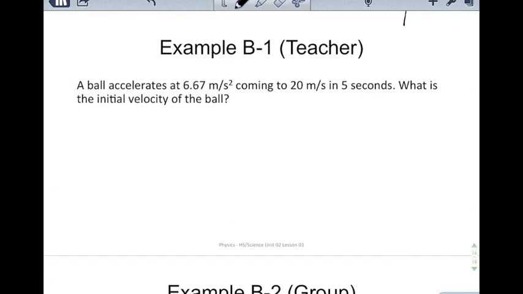All right, in this question it says a ball accelerates, and we want to look at the units. The units right there are meters per second squared, so that's going to give us an indication of what this is. Coming to 20 meters per second in 5 seconds. And then it says, what is the initial velocity of the ball?